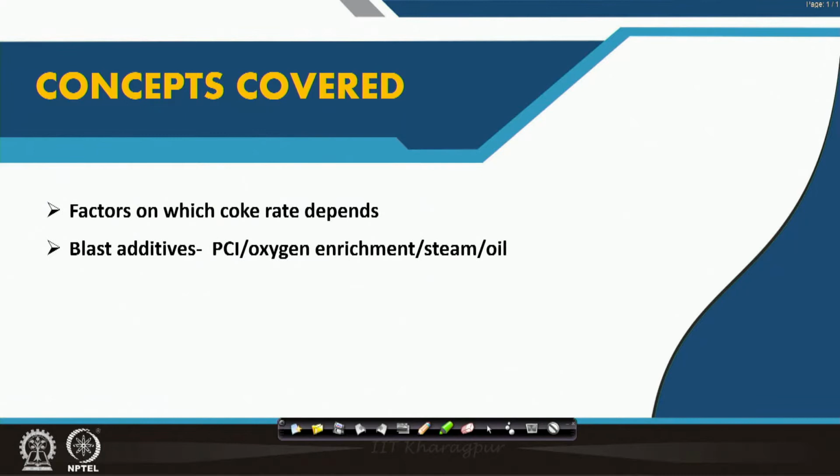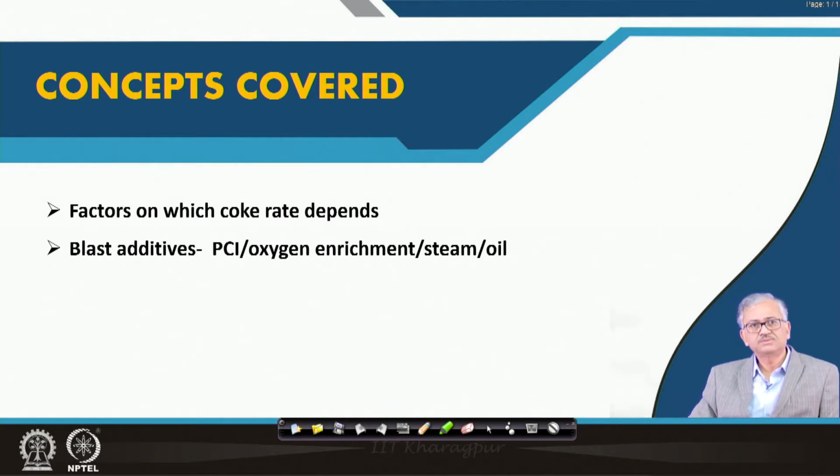So, what are the factors? The concepts that will be covered are the factors on which the coke rate or the fuel rate in the blast furnace depends, and the various blast additives like PCI, oxygen enrichment, steam and oil. I will basically discuss the oxygen enrichment in the next lecture.